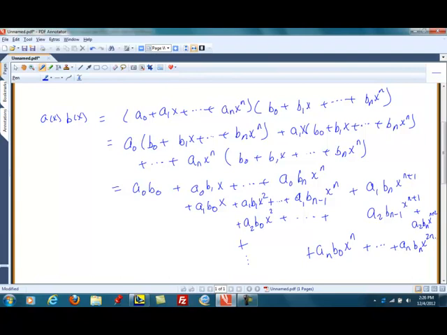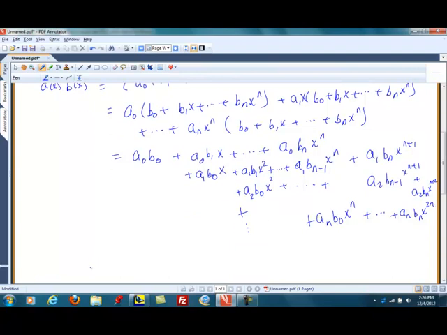Now, when you're adding all of these together, combining our like terms, we have the A0, B0. That's our constant term out in front. It's the only one that's all by itself. What multiplies the x terms? A0, B1 plus A1, B0. That makes sense? What would multiply our x squared terms then?